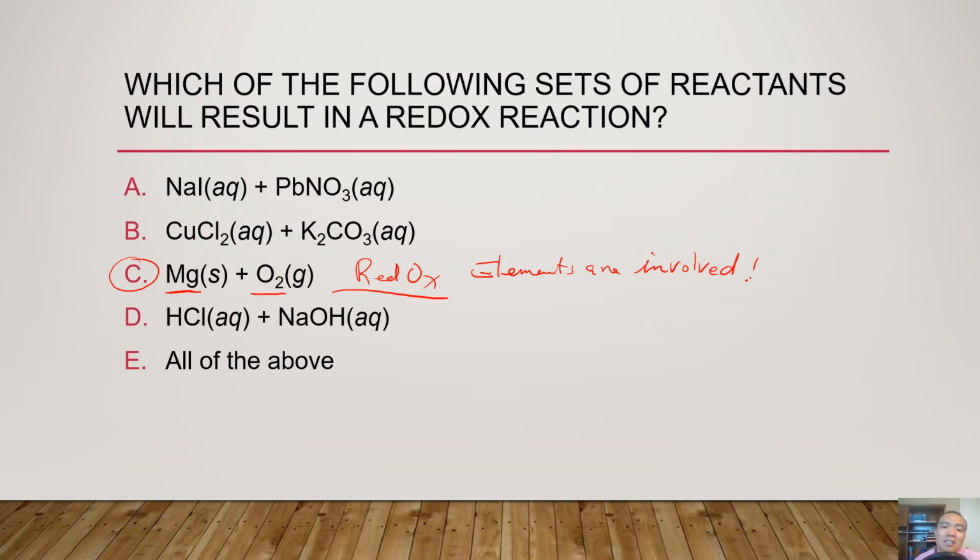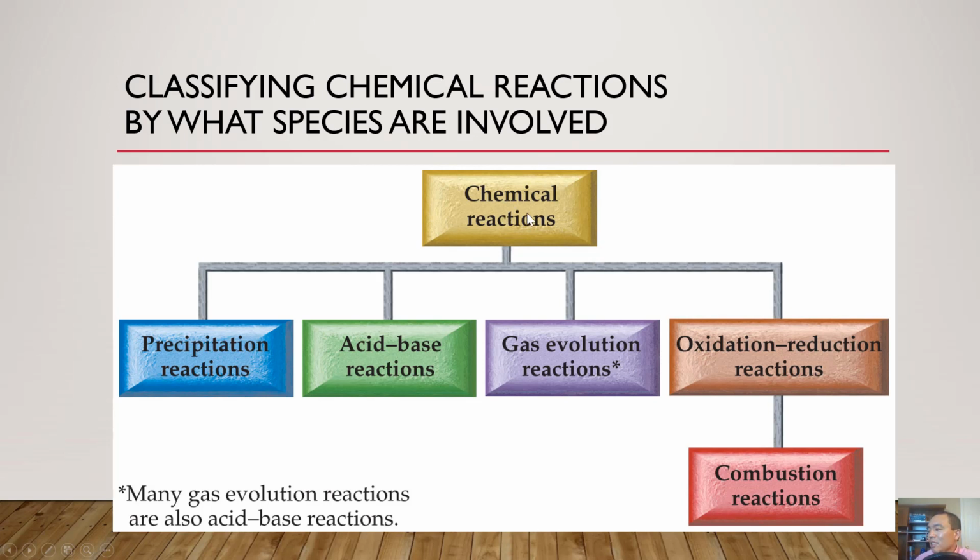Okay. Let's summarize the classification of different chemical reactions. A chemical reaction can be classified into precipitation reaction, in which you see a solid being formed, or acid-base reaction, in which you see acid-base neutralization. Sometimes you see gas being generated. That's called a gas evolution reaction.